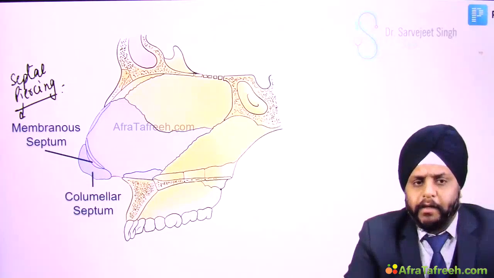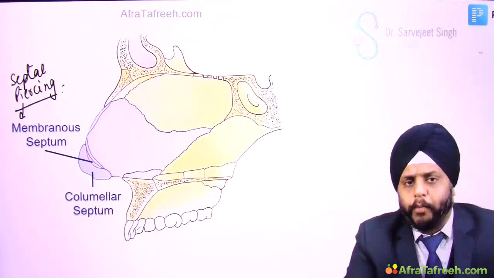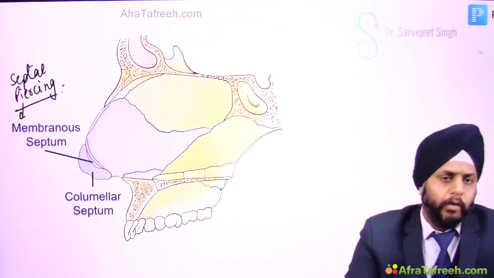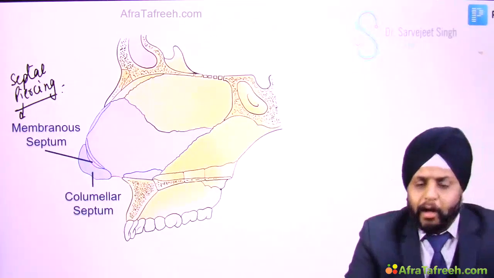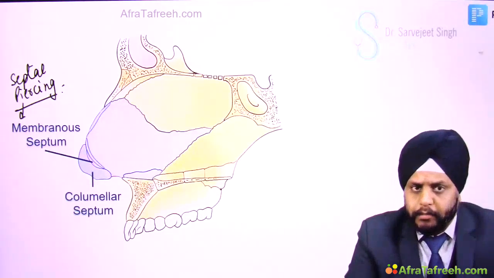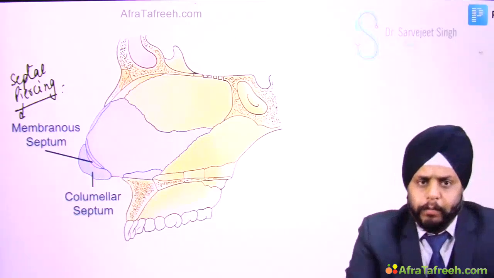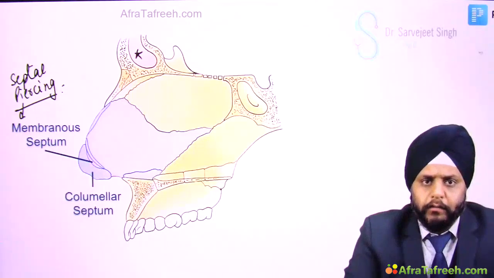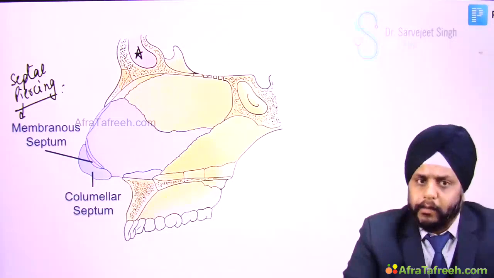Now, what else do we have? Behind this membranous septum, we have the septum proper. Let's see what structures form the septum proper. All right. Shall we? Let's start from the top. What do we see over here? We can see the frontal sinus.